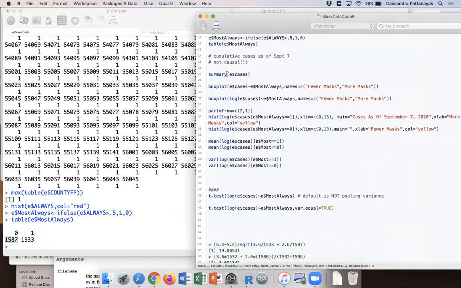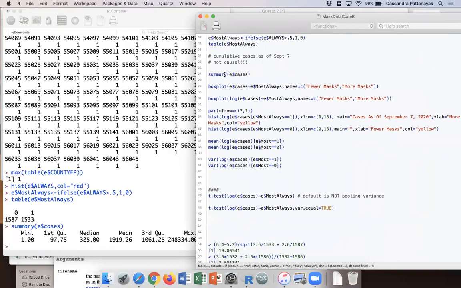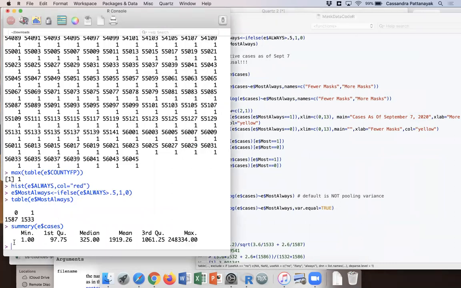Here I decided to use cases. So let me just summarize the case variable. So here is number of cases of COVID. This is cumulative. So as of September 7th, how many cases have there been since January 1st, 2020? You can see this varies a lot. Some counties have 1. And then some counties have a huge number.